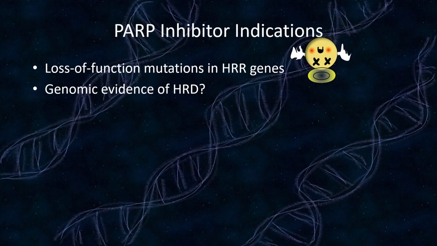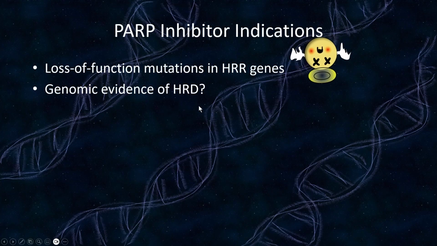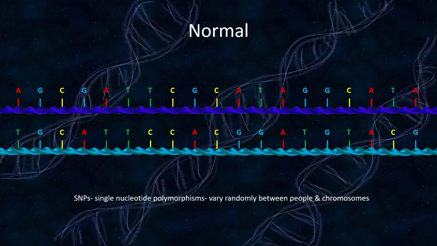And so one of the main indications for giving these drugs is loss of function proteins in those HRR genes that showed at the beginning. So if you have a BRCA mutation, then they're going to have this defect, and you can treat with the PARP inhibitors. But there was another approach, and instead of looking for specific mutations, there's additional genomic evidence of HRD, and this is referred to as genomic scars. So we have scarred characters here.